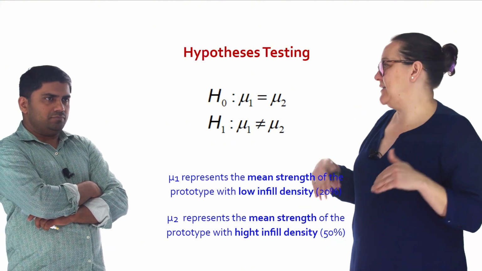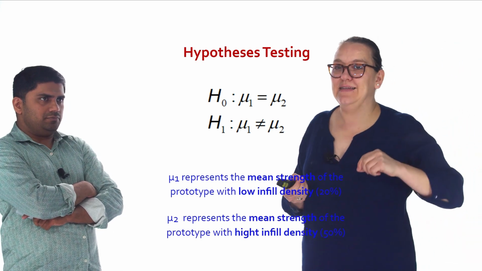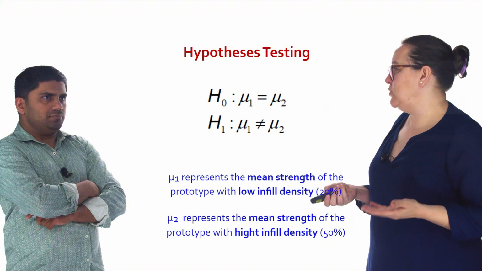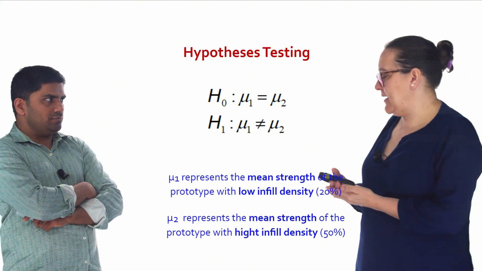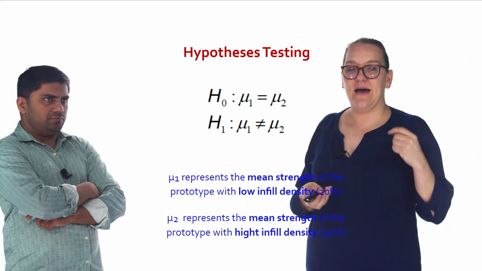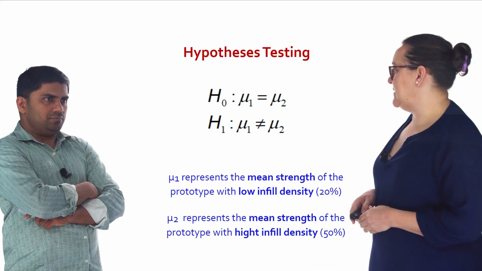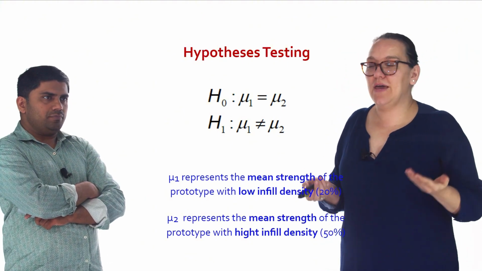The alternative hypothesis means that they are not the same. So, in this case, the infill density will have a significant effect on your response. We can do this for the layer height, for print speed, and all the interactions. So we can test these hypotheses. Okay. So how do we do that?